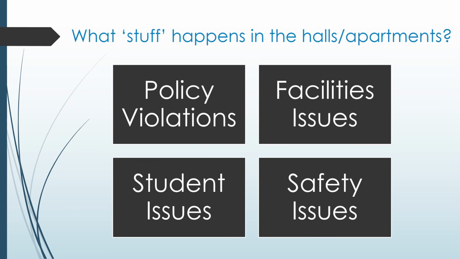So first, let's talk about what type of stuff might happen in the halls or apartments that you as an RA might need to take action regarding. I think we can divide that into 4 different categories of incidents. A policy violation might occur and we take action based on that. We might encounter a facilities issue, something broken or something that needs to be addressed for safety of or integrity of the facility. A student might have a concern or an issue, or there might just be in general safety issues that we need to address.